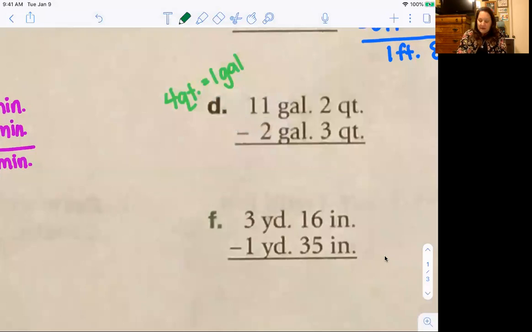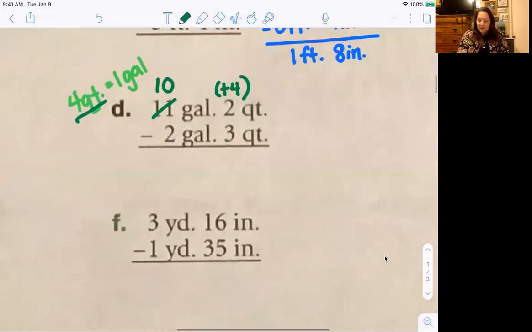Now, some of you guys would say this and be totally okay with it. Don't be okay with that. You can't do 2 minus 3. It's not possible right now at what level of math we're at, okay? Because I can't do 2 minus 3, I go to the gallons. Take 1 from the gallons. Now I have 10. How many quarts in a gallon did we say? 4. So I'm going to add 4 here. And I'm going to rewrite my problem so it's not so messy.